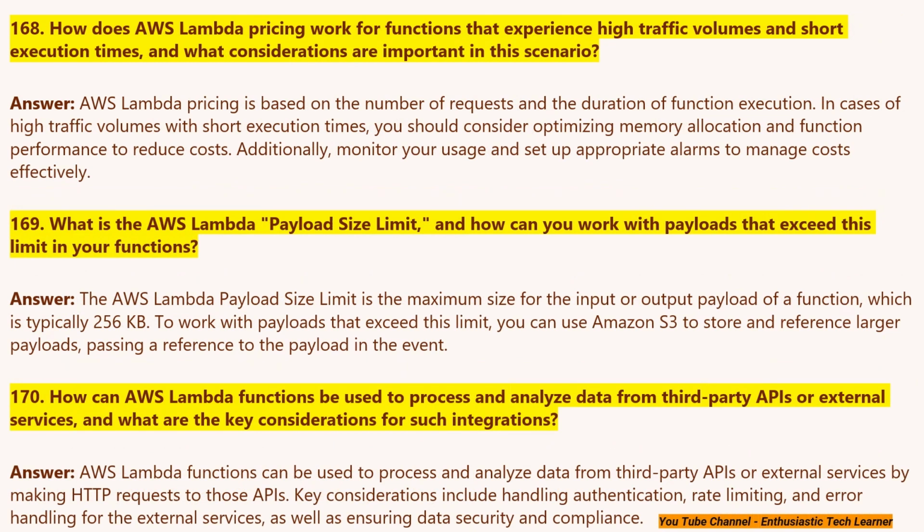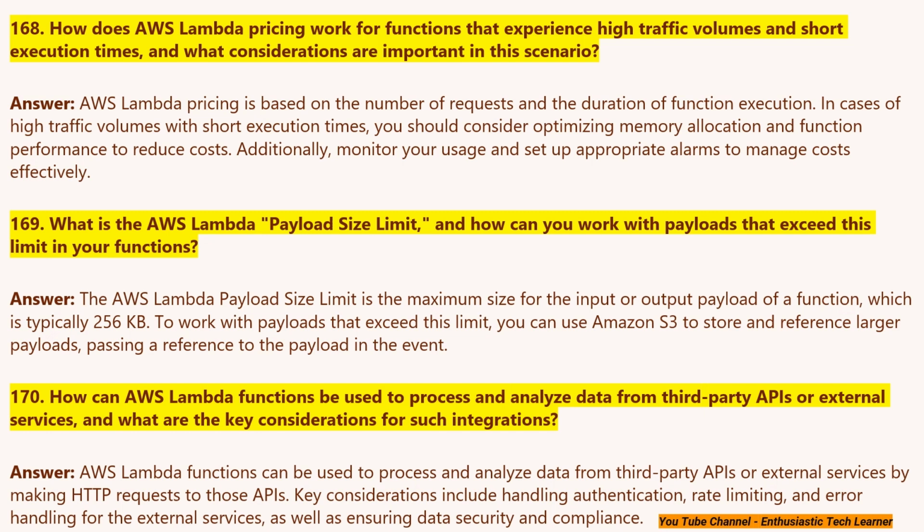How does AWS Lambda pricing work for functions that experience high traffic volumes and short execution times, and what considerations are important in this scenario? AWS Lambda pricing is based on the number of requests and the duration of function execution. In cases of high traffic volumes with short execution times, you should consider optimizing memory allocation and function performance to reduce costs. Additionally, monitor your usage and set up appropriate alarms to manage costs effectively.